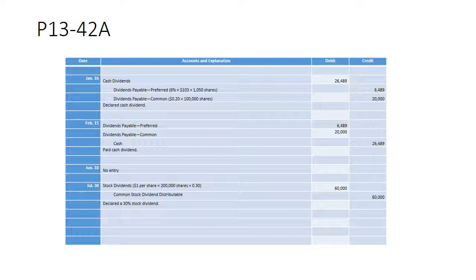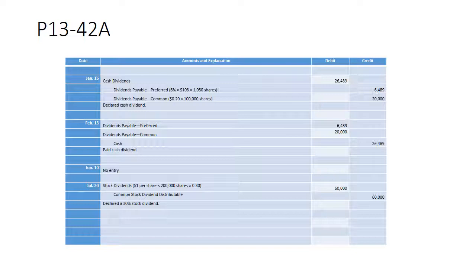Now, how do we value that? Small stock dividends, we would use the market value. With a large stock dividend, though, we use par value. So that's first of all, that's why we're using the dollar per share par value. Remember, the dollar par value was created when we just had that stock split.